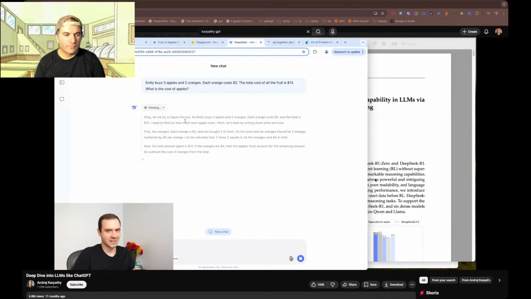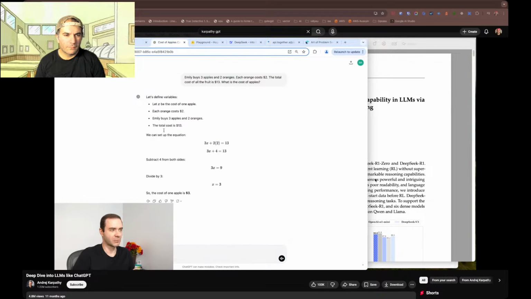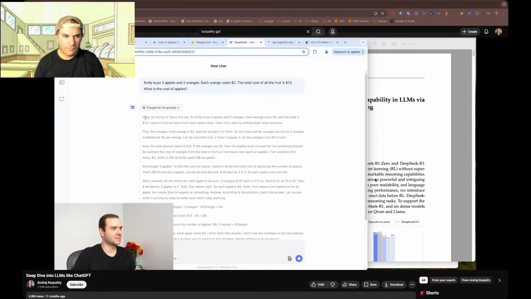Okay, so here's what it says. This is what we previously got using an SFT approach, a supervised fine-tuning approach. This is mimicking an expert solution. This is what we get from the RL model. Okay, let me try to figure this out. So Emily buys 3 apples and 2 oranges. Each orange costs $2. Total is 13. I need to find out blah, blah, blah.